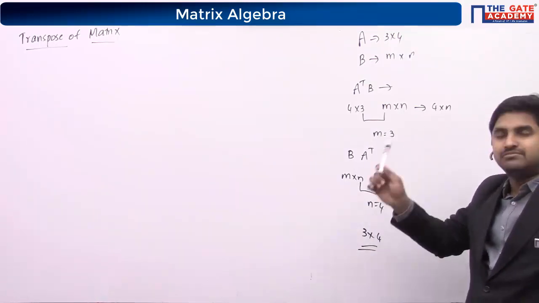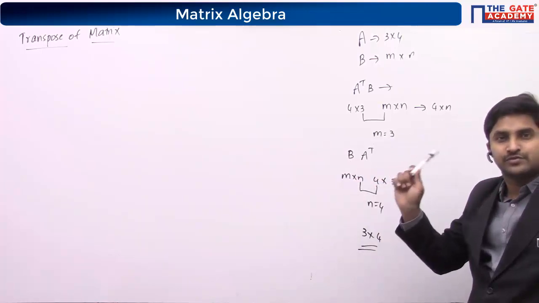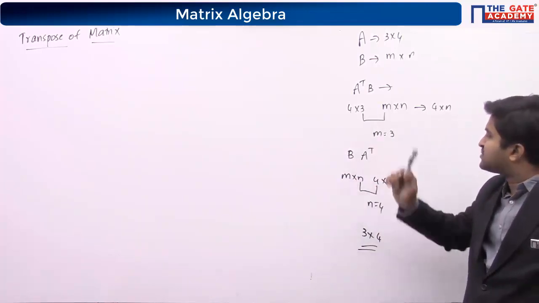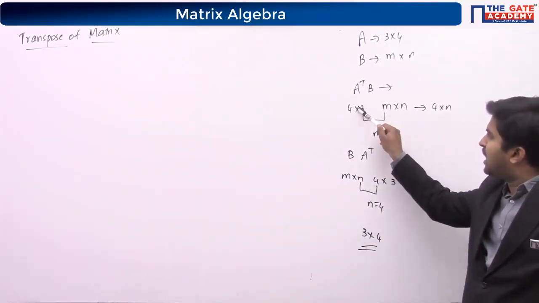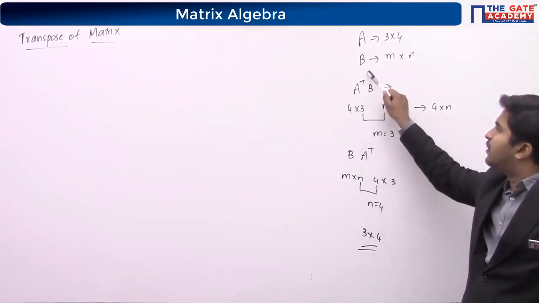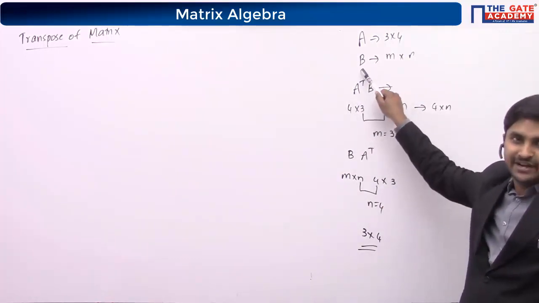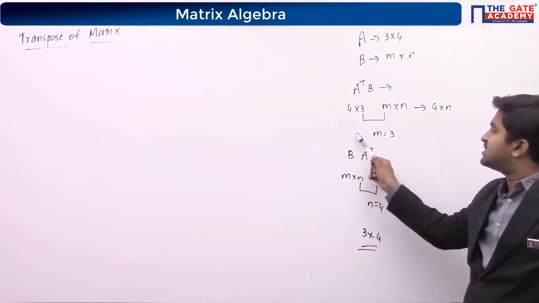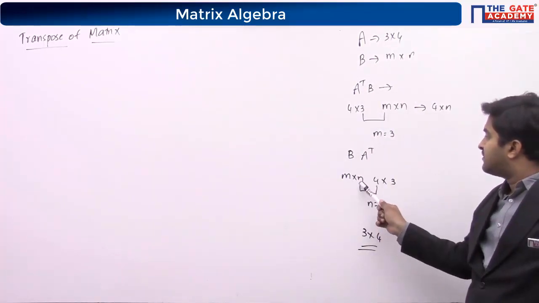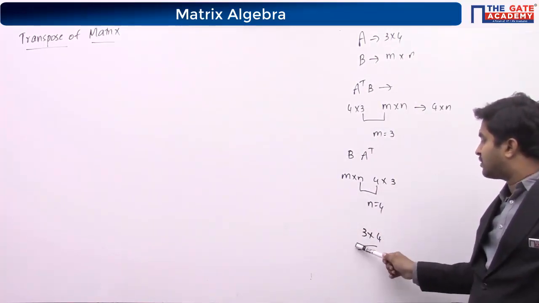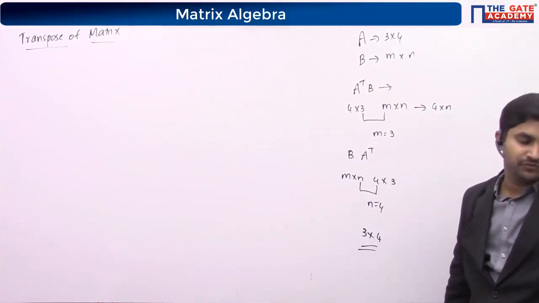the number of columns of the first matrix should be equal to the number of rows of the second matrix. So the value of m is equal to 3 because these two are the same, then only it is possible for A transpose B to be defined. And similarly, for B transpose A to be defined, the value of n should be equal to 4. It means that you are going to have a matrix which is 3 cross 4.